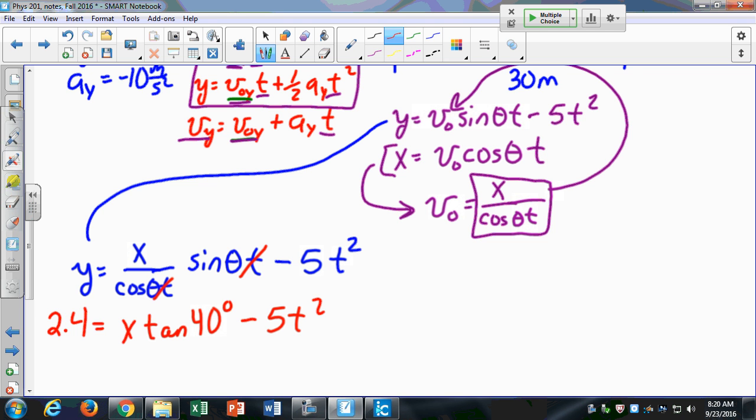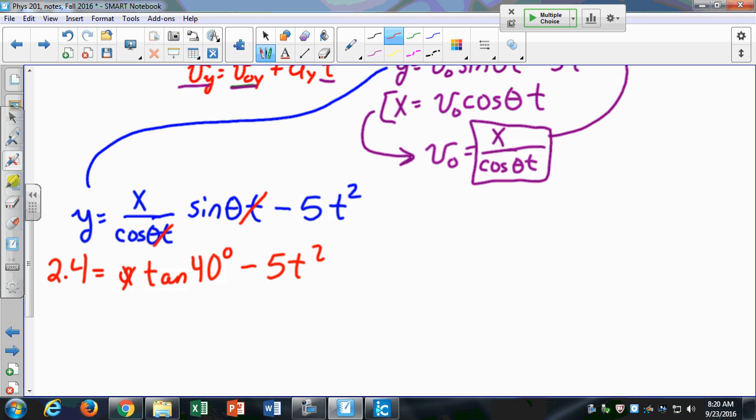So now I can solve this for t. x here is equal to 30, because that value is given. I can solve this for t, and I find that t is equal to 2.13 seconds.